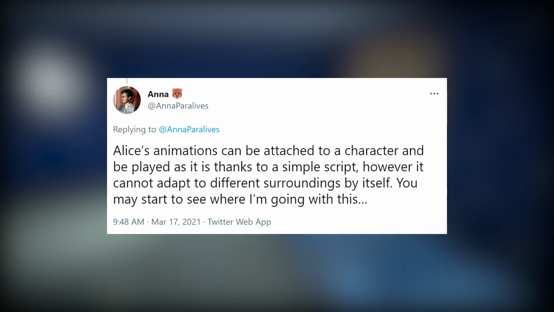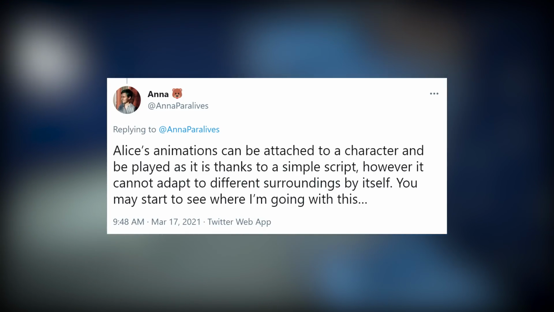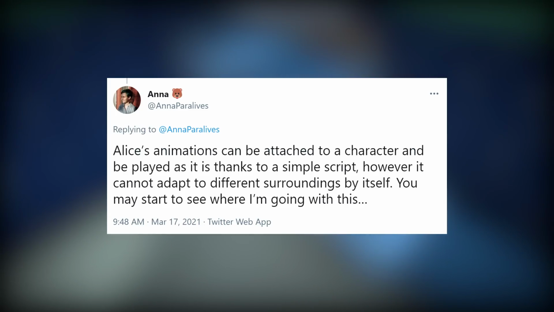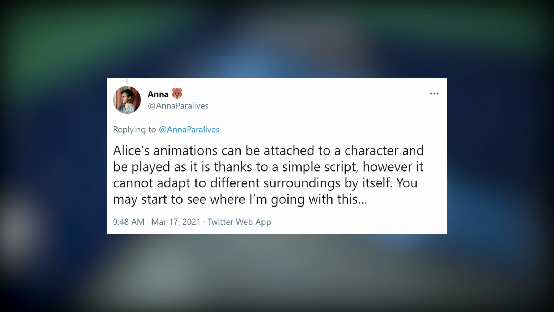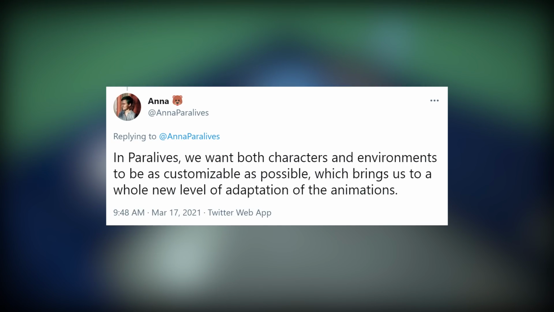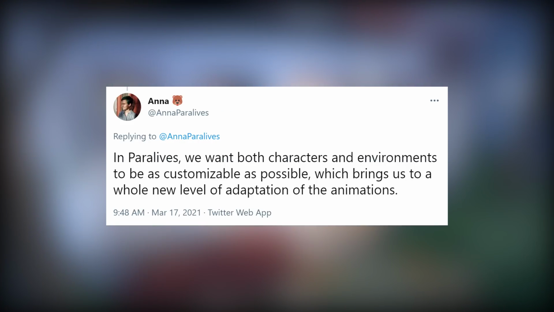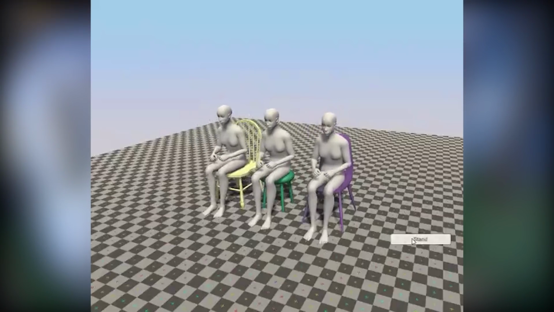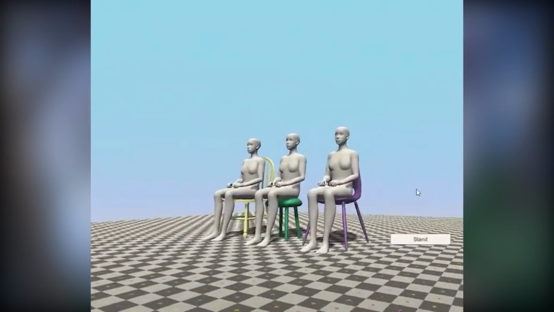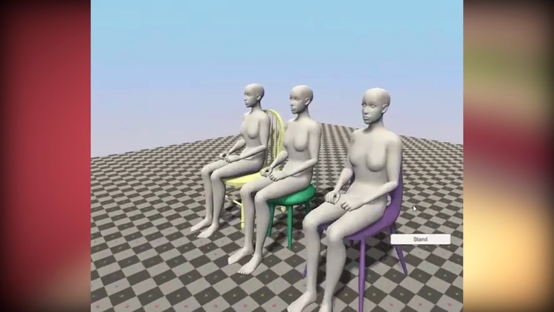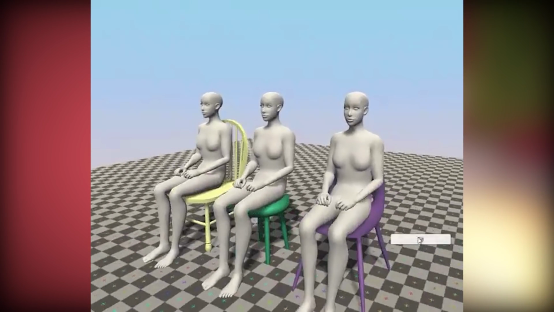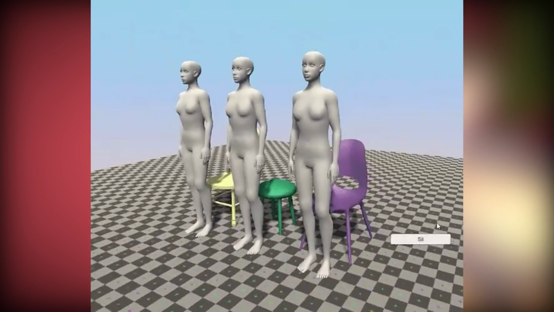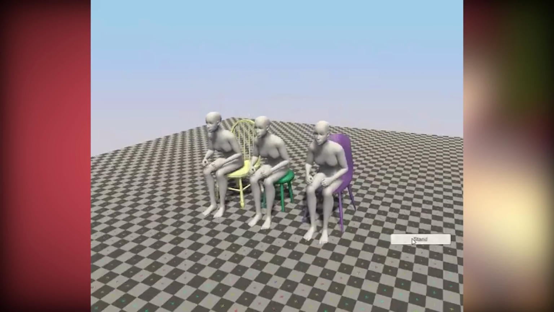"Animations can be attached to a character and be played as is thanks to a simple script. However, it cannot adapt to different surroundings by itself. You may start to see where I'm going with this. In Paralives, we want both characters and environments to be as customizable as possible, which brings us to a whole new level of adaptation of the animations. Let's take my current struggle as an example. Sitting. A simple, non-procedural way of looking at this would be to always constrain the furniture to be the same height so that the same animation can be reused as is, shown in the GIF below."